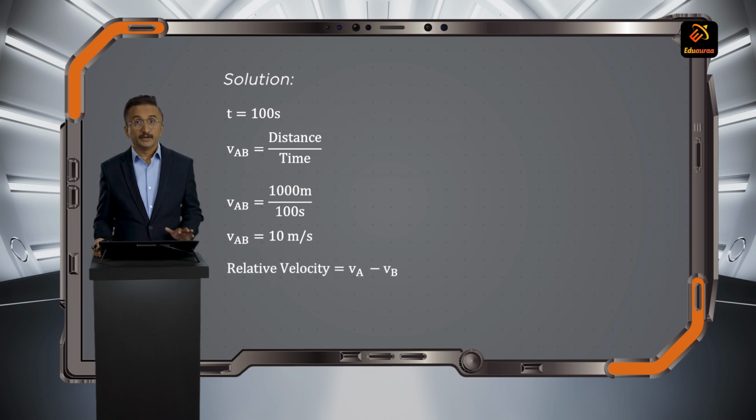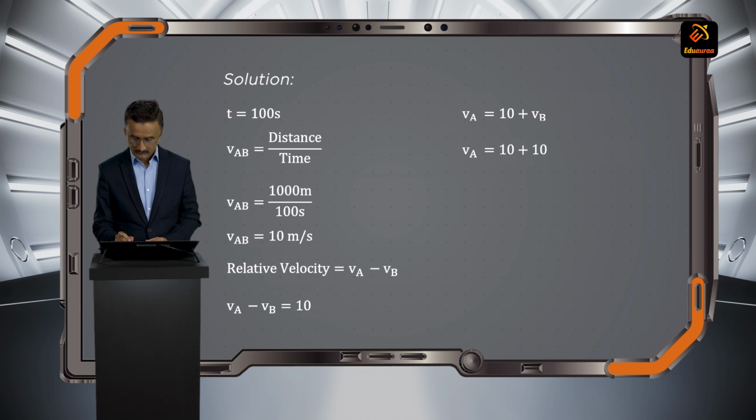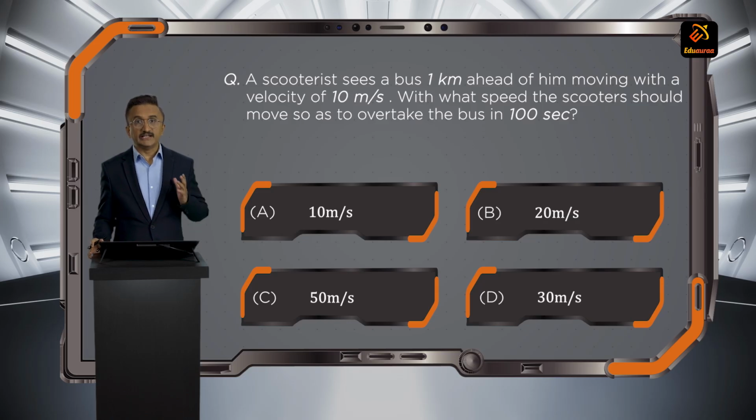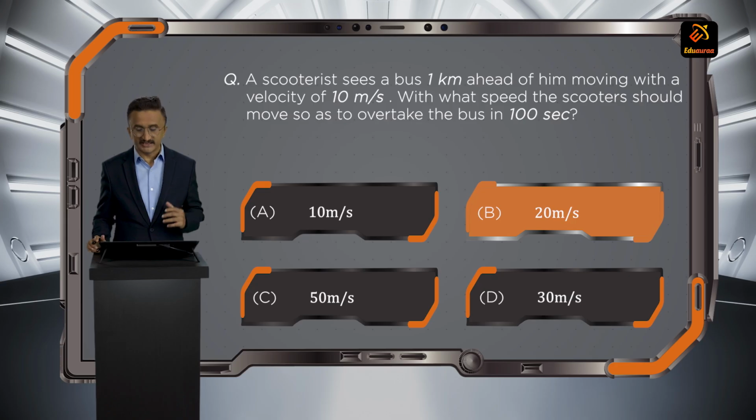But what is relative velocity? It is VA minus VB. So VA minus VB is equal to 10 meter per second. And that's why VA, the velocity of the scooter, is 10 plus VB. And VB is mentioned as 10. So 10 plus 10 is equal to 20. So it is 20 meter per second. So the correct option is option B, 20 meter per second.